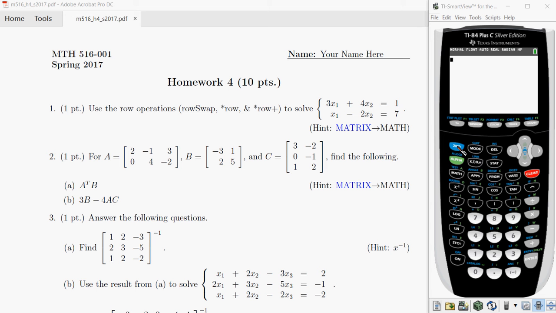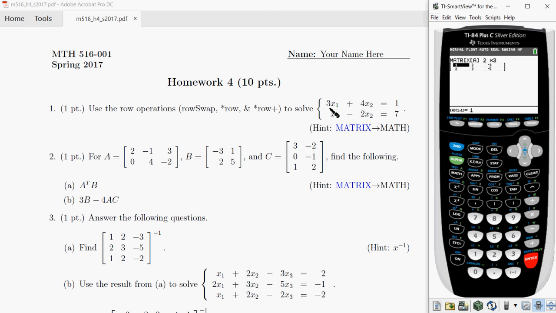So we're going to press second and x to the negative 1, that's matrix. Then go to edit. Then I'm going to use matrix A, so I'm going to click 1. We need 2 rows and 3 columns, so it's going to be 2, enter, and 3, enter.